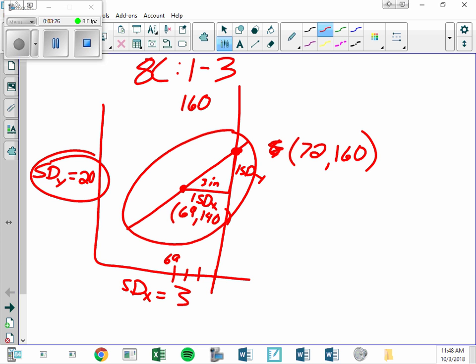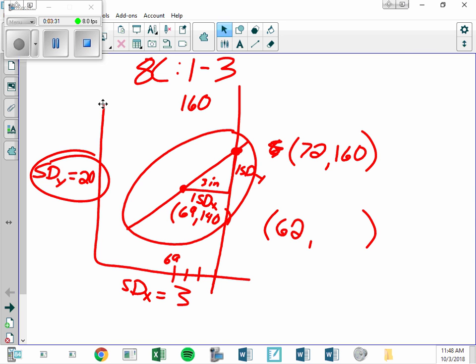What if I said 62 inches? How tall would that person be? How would we do that? Well, we need to find the z-score, the zx score. So I would do 62 minus 69 is 7 inches.